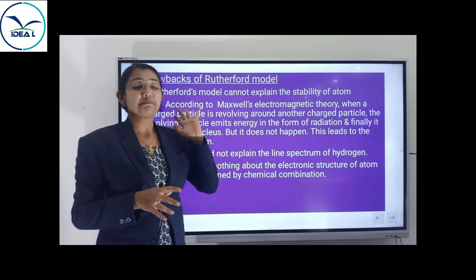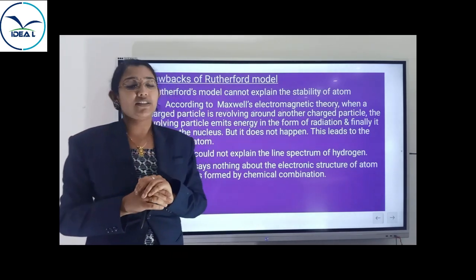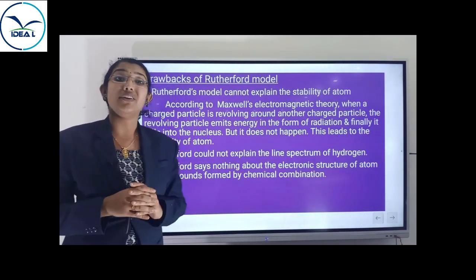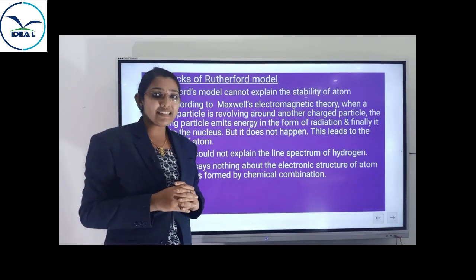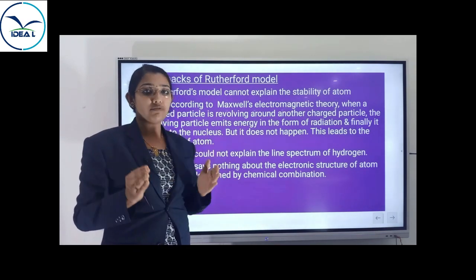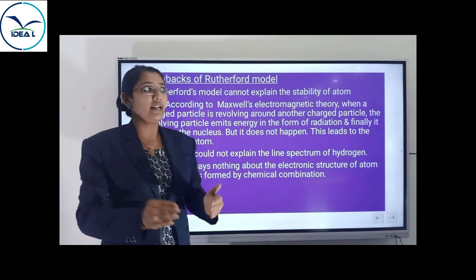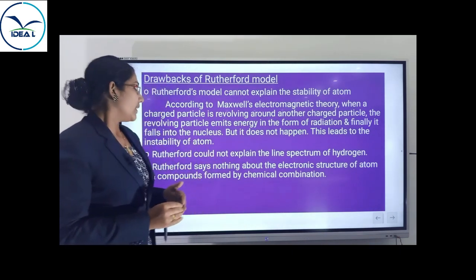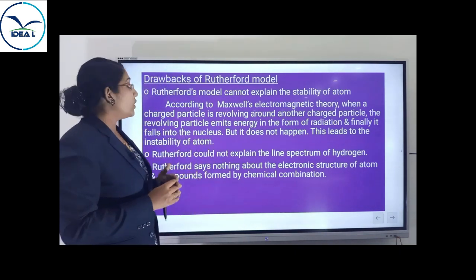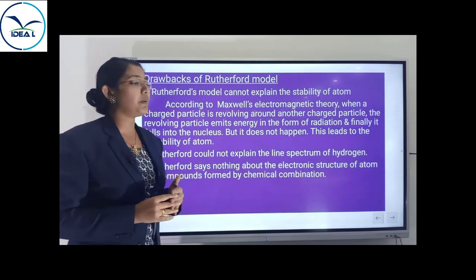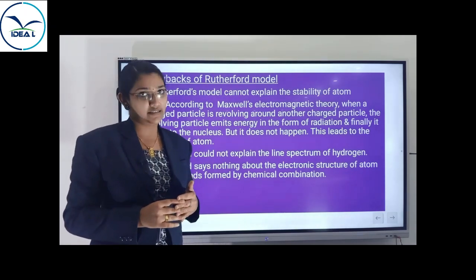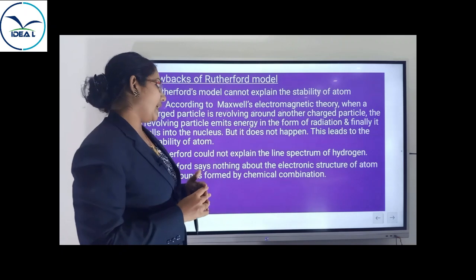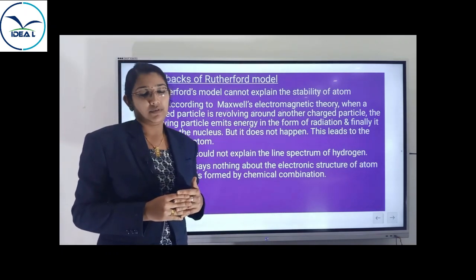Yes. And Rutherford's atomic model also has some drawbacks. What are the reasons for the failure of Rutherford's atomic model? It is very important. The first drawback is that Rutherford's model cannot explain the stability of the atom. He couldn't explain the stability of the atom.